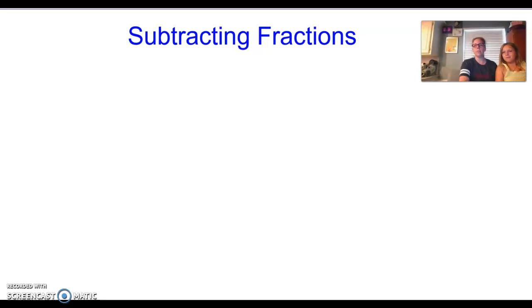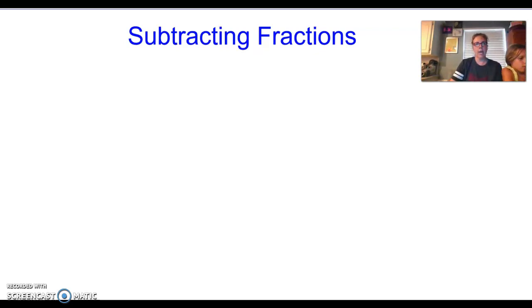Today we're going to do subtracting fractions. Last week we reviewed adding fractions, and today we're going to subtract some fractions, okay? The thing about fractions, remember, is your denominator has to be the same, okay?